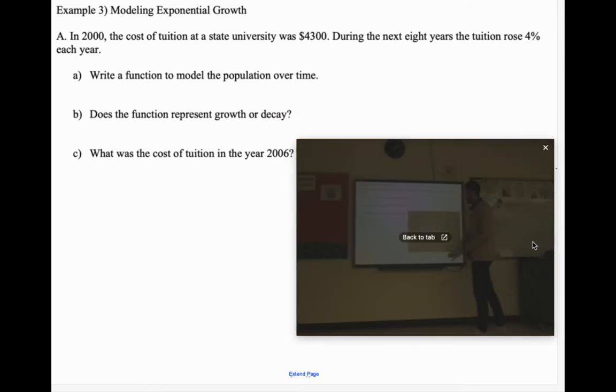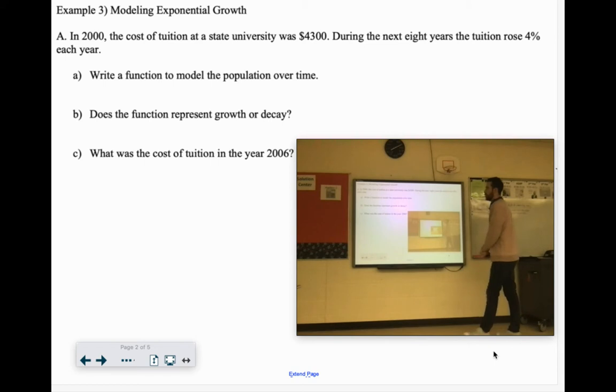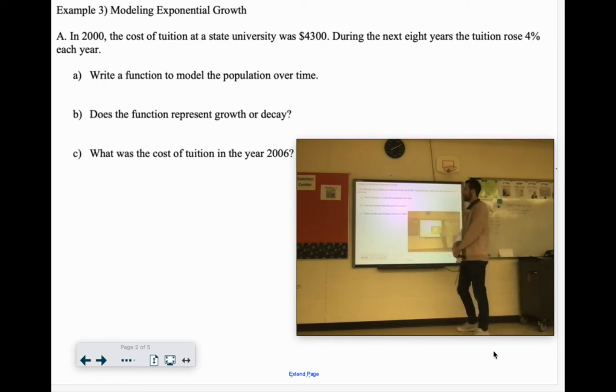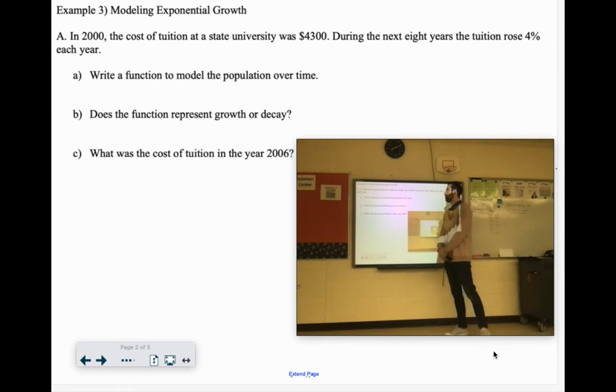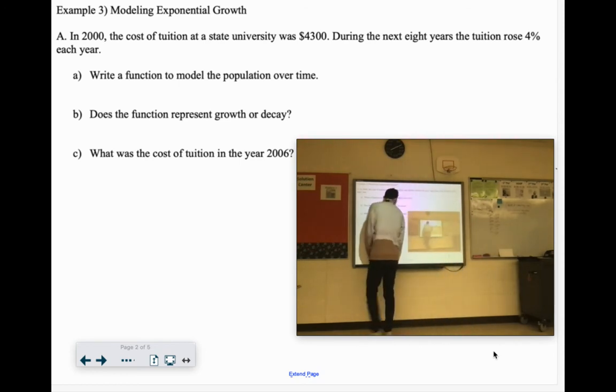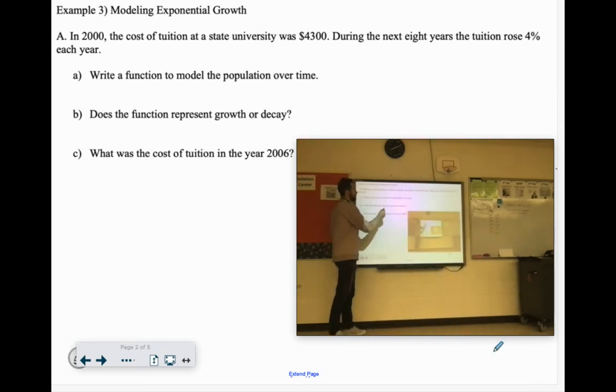All right, that'll do. In 2000, the cost of tuition at a state university was $4,300. Wow, that was cheap. It has gone up exponentially since then. During the next 8 years, the tuition rose 4% each year. Write a function to model the population over time. Population, I think they're talking about the cost, the tuition. So the initial tuition was $4,300.